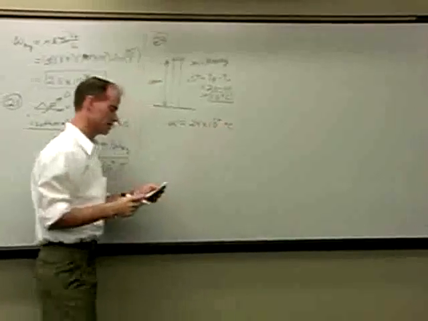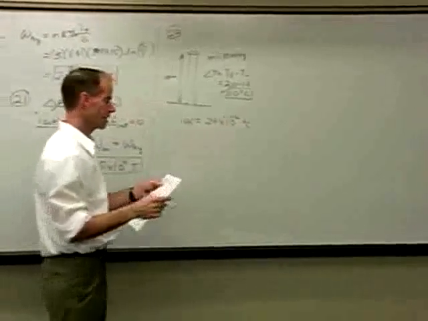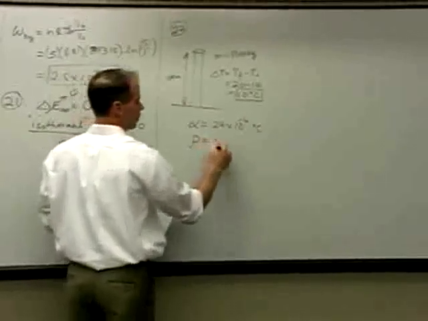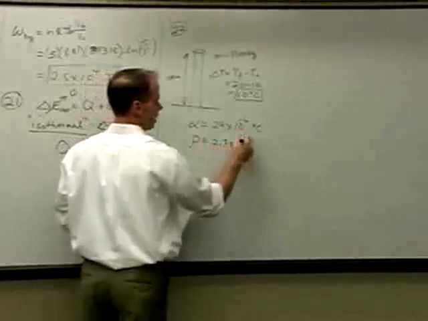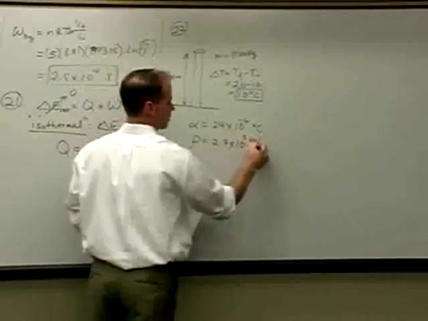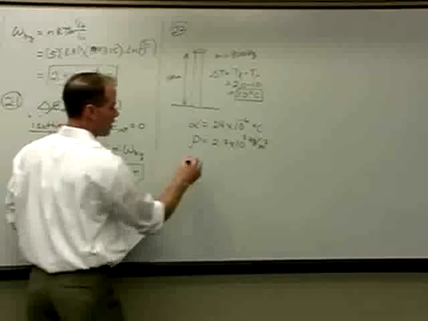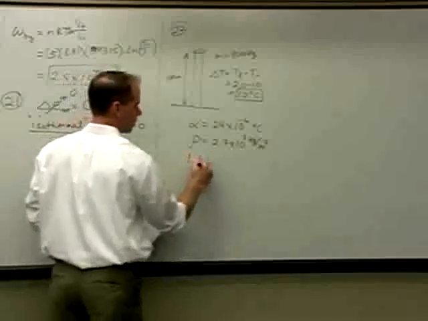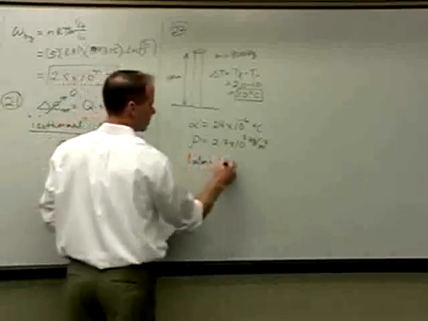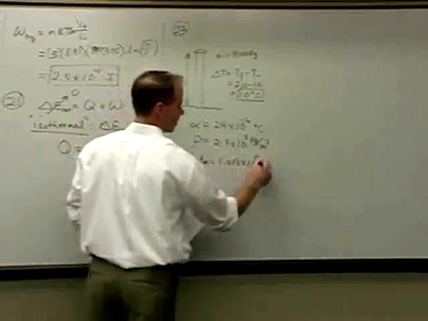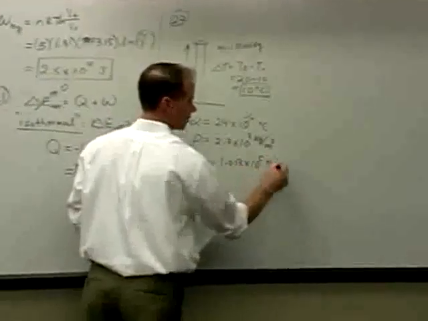per degree Celsius. The density of aluminum is 2.7 times 10 to the 3 kilograms per meter cubed. And we're told that 1 atmosphere, we'll go a little bit more accurate on this one, is 1.013 times 10 to the 5 pascals, newtons per meter squared.